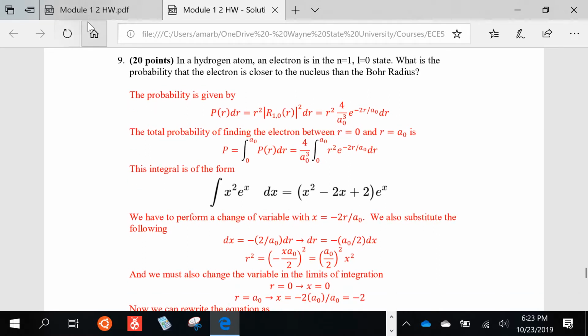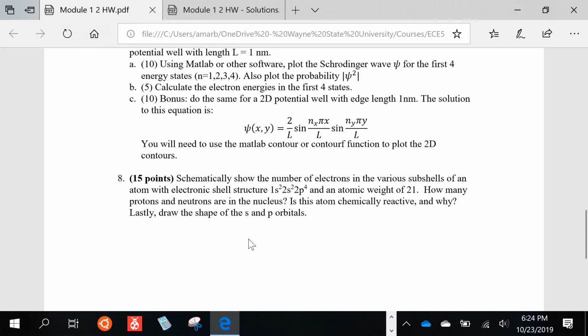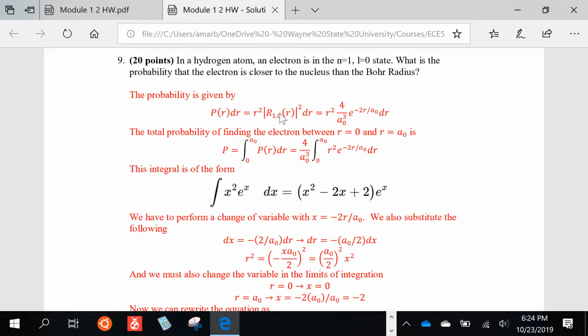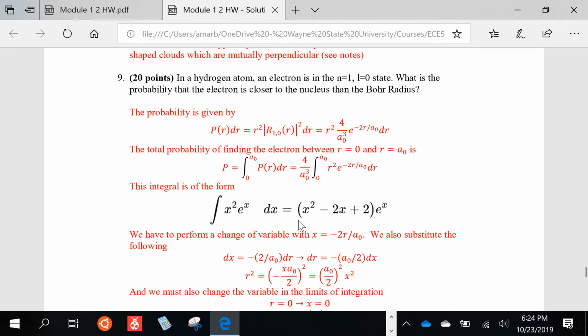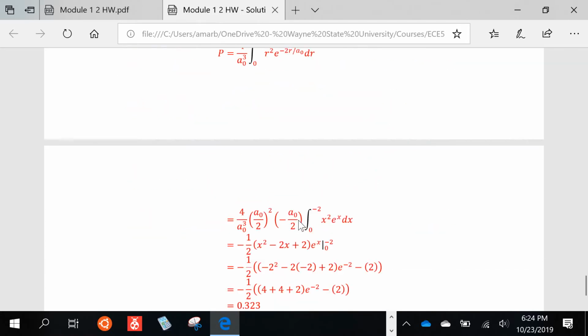This question was on the Bohr radius. Oh, I didn't have this. Did I have? Yeah, I have the solution for problem 9. Did I include problem 9 in the homework? No. Okay, then I won't ask you about that. I won't include that on the test.